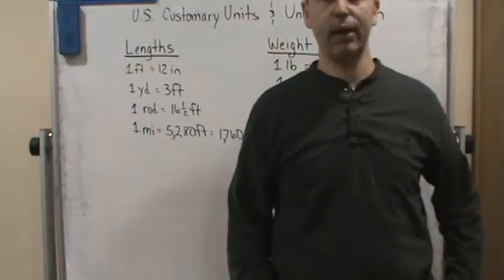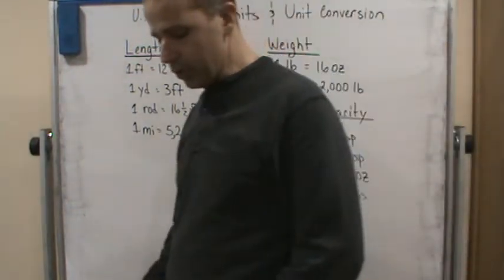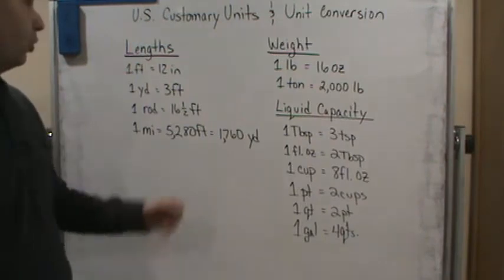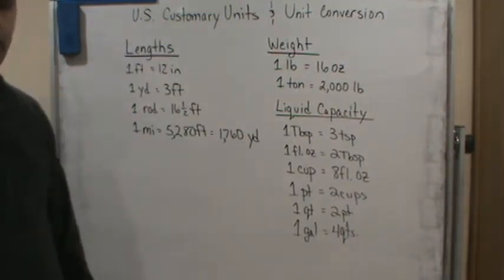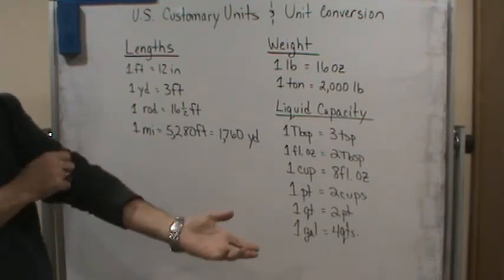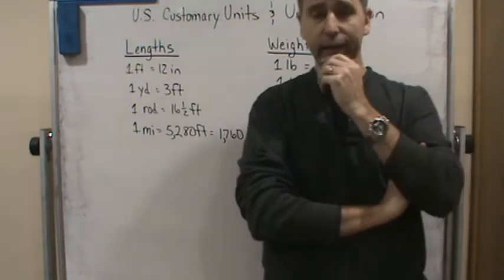Okay, so welcome back. Today we're going to start talking about US Customary Units and unit conversion. In the US and Canada we use what's called the English system, or the US Customary system. Those are the only two places I'm aware of that use the English system. The rest of the world uses the metric system, which we're going to talk about a little later.